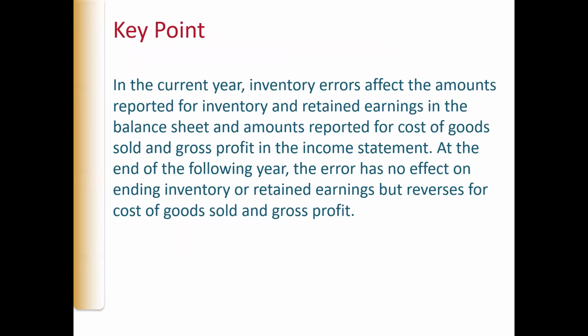In the current year, inventory errors affect the amounts reported for inventory and retained earnings in the balance sheet and amounts reported for cost of goods sold and gross profit in the income statement. At the end of the following year, the error has no effect on ending inventory or retained earnings, but reverses for the cost of goods sold and gross profit. So over that 2-year period, it's going to be fine.